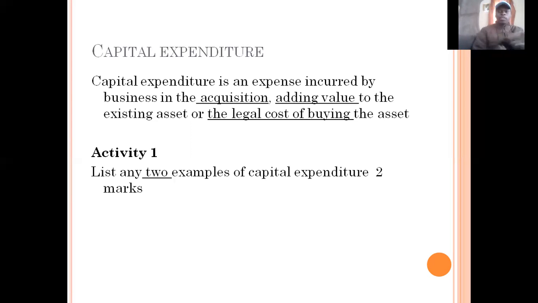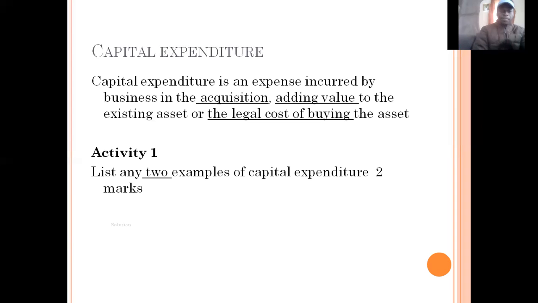Let me get to an activity. It should be two-way traffic where you participate as I give guidance. Activity: list any two examples of capital expenditure, 2 marks. This is one of the favorites of examiners. You need to be in a position to list examples from the definition. Can you try to come up with examples of capital expenditure? I'll give you 1 minute.